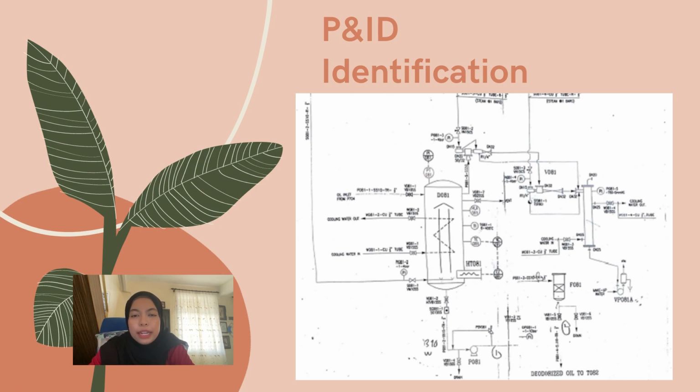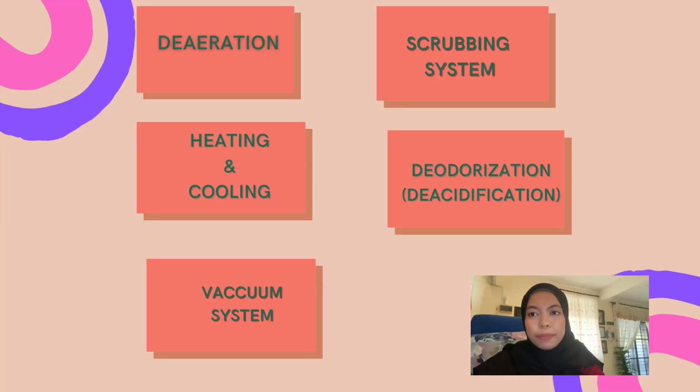Next is the P&ID identification. So this is the P&ID identification for the deodorization process. Deodorization is a multi-step process comprising deaeration, multi-stage heating and cooling, and deodorization and deacidification of the oil.